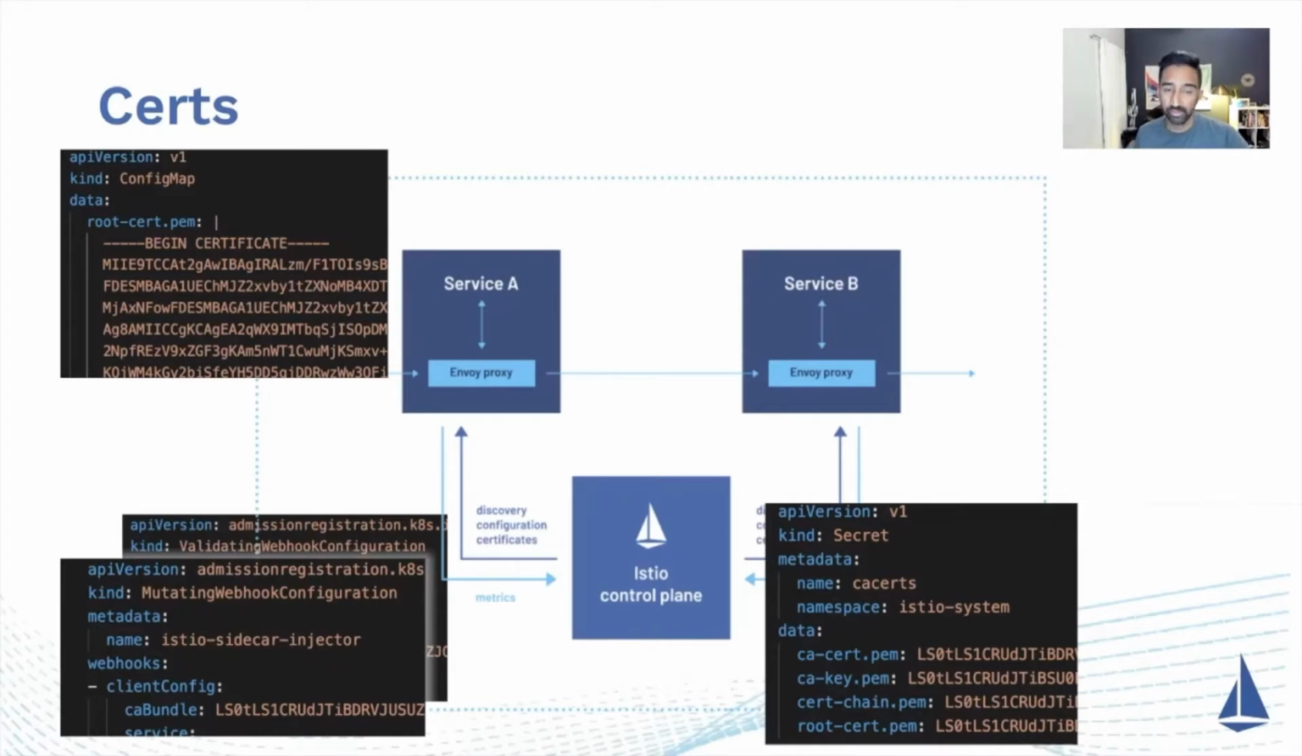So after an update, if something's not going well and the logs show anything related to certs, this is a good thing to check first. You want to check to see if your namespace has this config map. What is the root cert value? Check your webhook configuration, check your mutating webhook configuration, and then check that all of that matches what's in your CA certs.